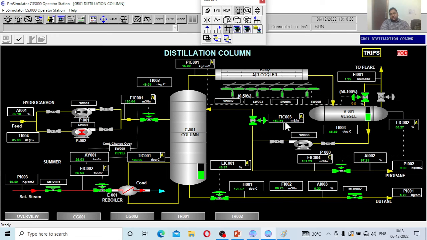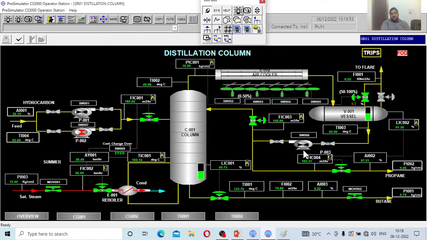So earlier at 162, I have reduced the reflux to the column. See what the other parameters are. The level has dropped from 50% to 49.9 because less fluid is going back into the column. Accordingly, the level is going to get reduced. See my purity. The moment I reduce the flow, you can see the level of the reflux drum got raised because I have restricted the flow here.